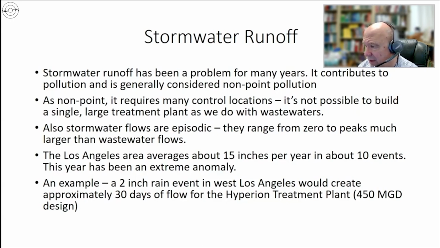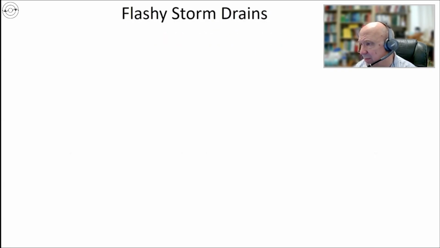A 2-inch rainfall event in West Los Angeles would create approximately 30 days of flow for the Hyperion treatment plant. And so it's not possible to build treatment plants to treat stormwater. We have to look for other mechanisms. And so storm drains can be flashy. What that means is when the rain comes, the flow can go from near zero to a really large amount very, very quickly. And that makes it more difficult technologically to manage them.